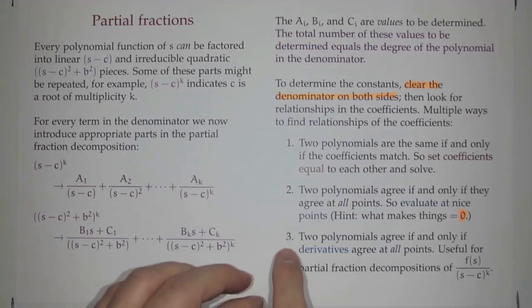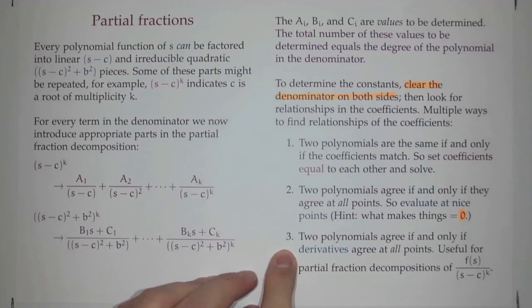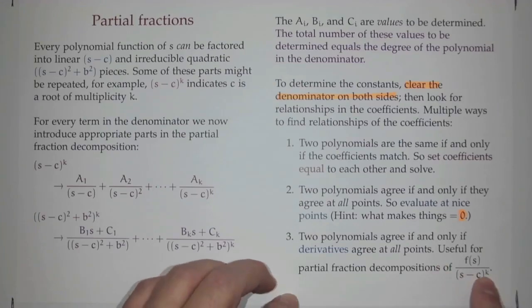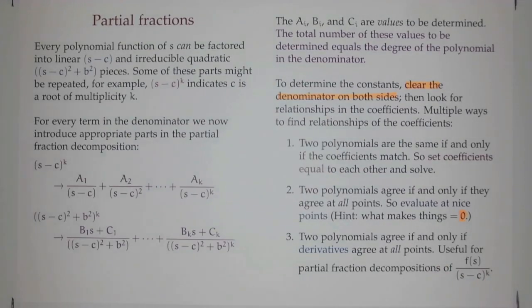Now there's a third option, which is not as commonly used, which says, hey, two polynomials are the same if their derivatives match. Now, that's not so clear how do you use that, but it turns out if you are doing some partial fraction decomposition of this form, where it's the polynomial over s minus a power to the k, that turns out to be a really nice, clean way to get the answer. We probably won't have time to get to that example today, but if we don't get to it today, next time.